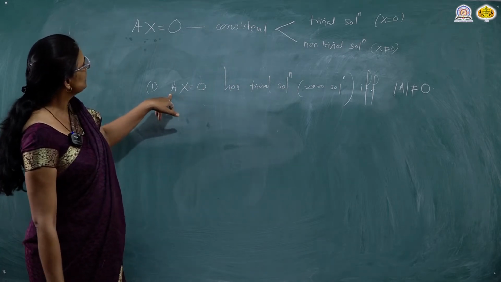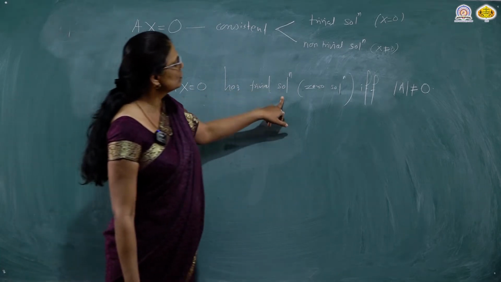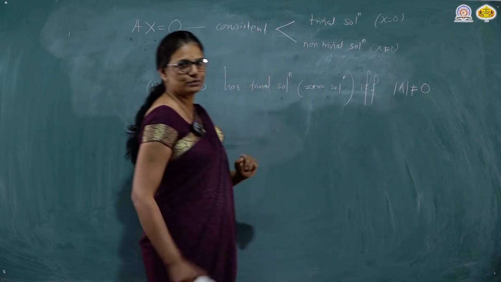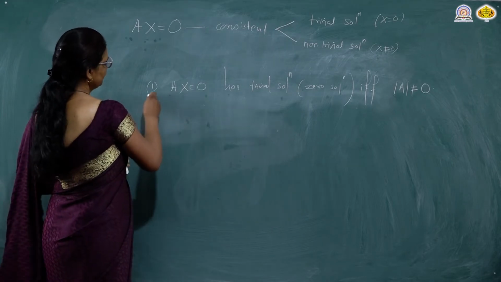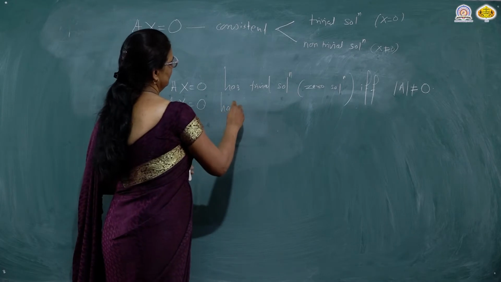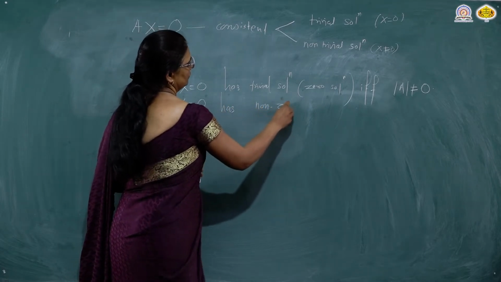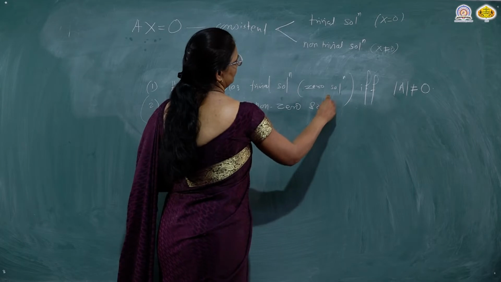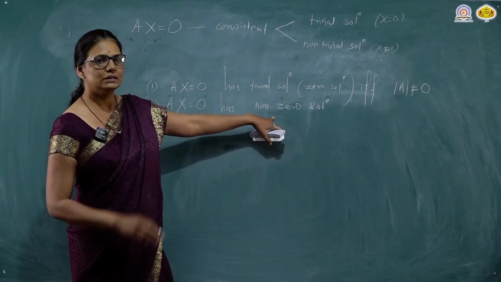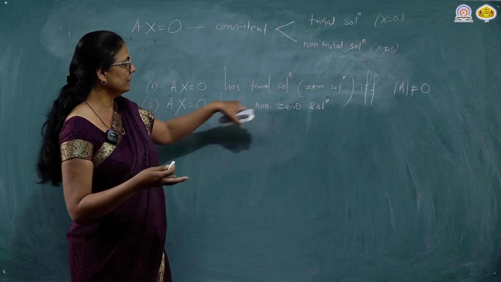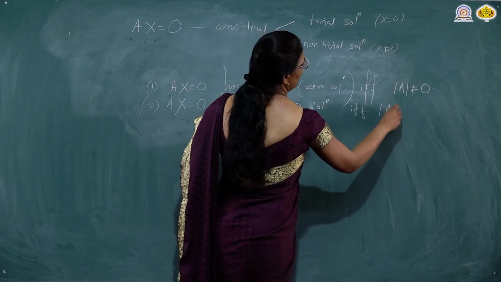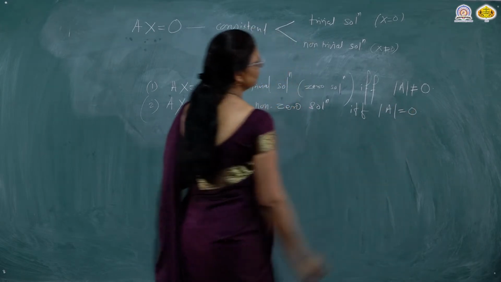The homogeneous system Ax equals 0 has trivial solution, that is zero solution, if and only if the determinant of A is not equal to 0, and the second result is, you can write here, non-trivial solution, non-zero solution, that is it has infinitely many solutions if and only if determinant of A equals 0.